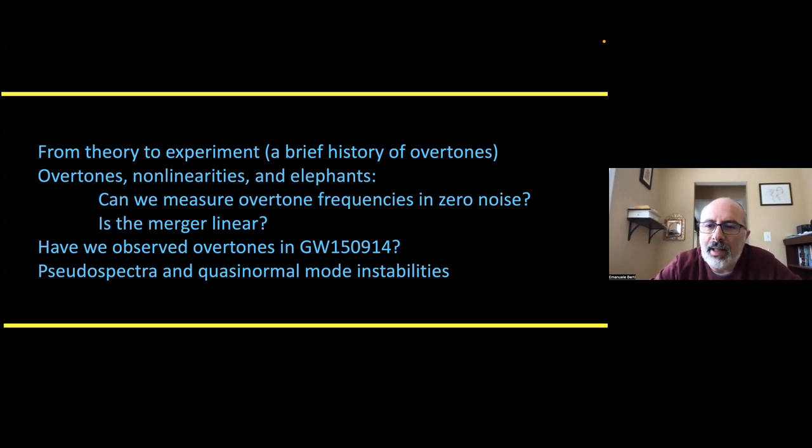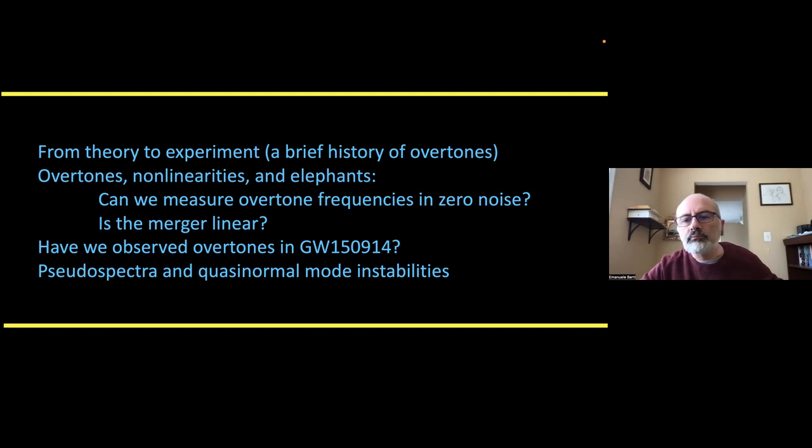And then I will also address another issue, which is whether we have been able to observe overtones in GW150914. It is again a rather controversial topic lately, and I will explain what we have done to reanalyze the event and the conclusions that we drew. And last, if I have a little time left, which I doubt, I'll talk about another topic that I've been interested in recently, which is whether the spectrum of black holes itself is stable or not, and how we can find out using a mathematical tool that is called pseudospectrum.